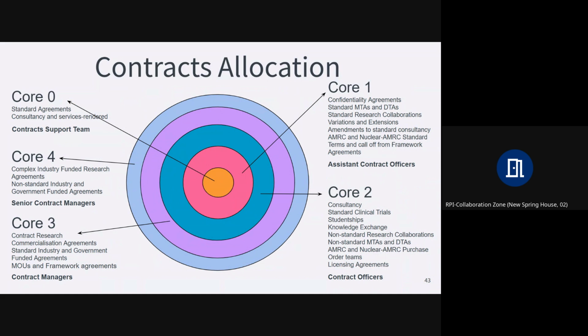Then we go all the way up to core 4. I'll mention core 2, which is where our contract officers sit, and that's where the bulk of the work goes in our team. They're looking after a range of everything: our non-standard agreements, reviewing agreements coming in. And then core 4 is our senior contracts managers, and that's the highest complexity, most risky contracts: government sensitive, commercial agreements, submarines, space, defence, that kind of thing.